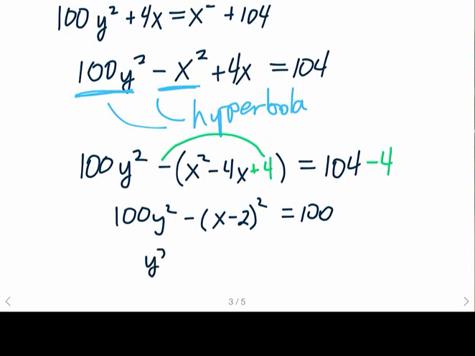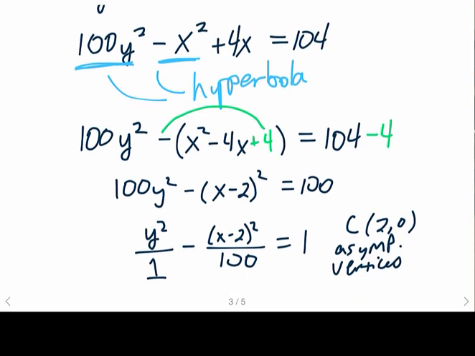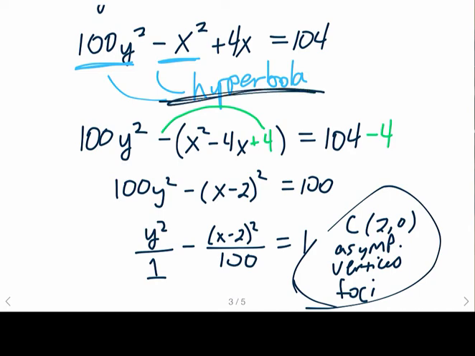Dividing by 100 on both sides gives me y squared over 1 minus (x minus 2) quantity squared over 100 is equal to 1. And now I know that the center of the hyperbola is at (2, 0). And then I know that I need to find asymptotes, vertices, and foci. And then all those together help me to draw the graph. And I was able to identify what I needed based on the fact that it was a hyperbola.